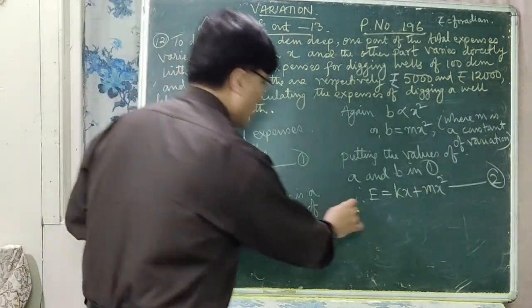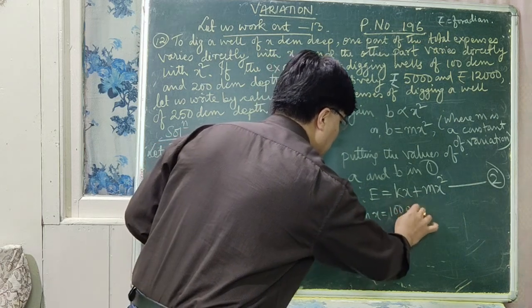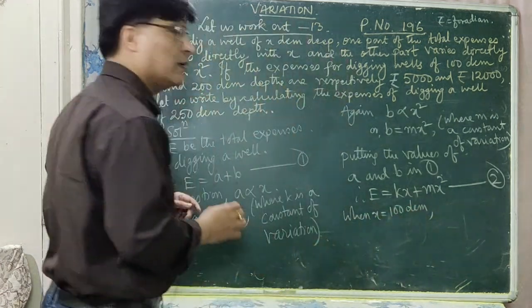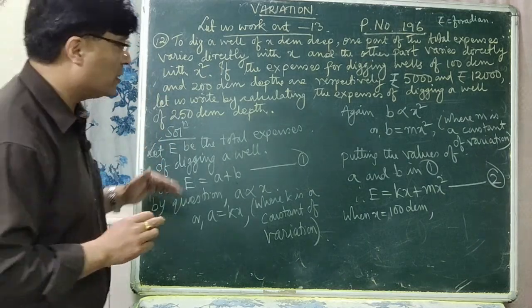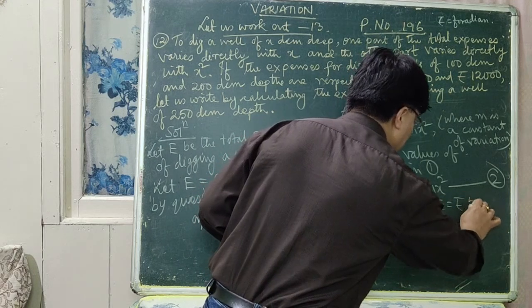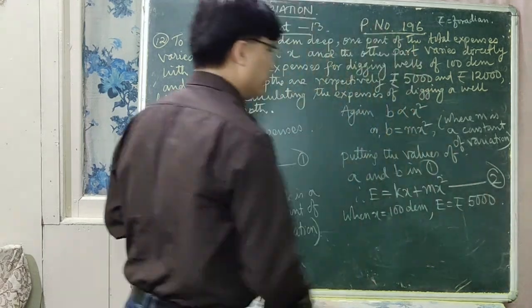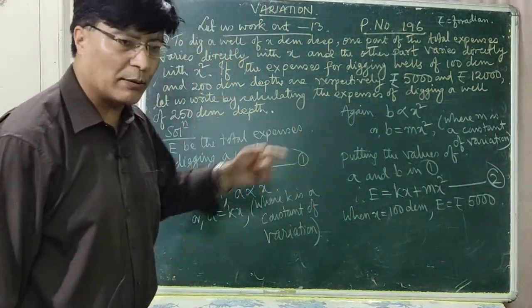So in this case, when x is equal to 100 decimeter, when x is equal to what? 100 decimeter, depth. What is the expense here? E is equal to rupees 5000. Is that clear? So we will put these values of x and e in number 2.